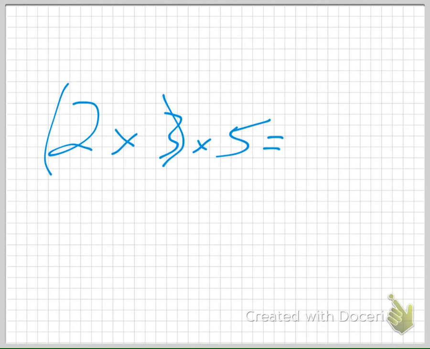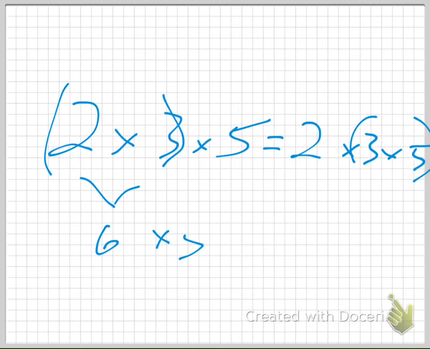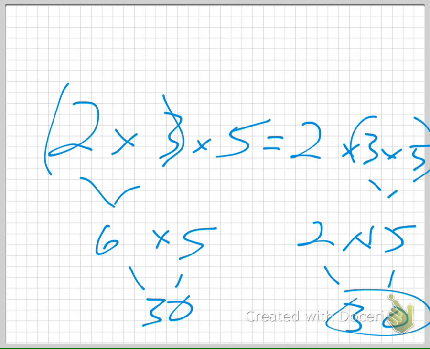If I have nothing but a string of multiplying, 2 times 3 times 5, that is the exact same thing as 2 times 3 times 5 if I multiply the 3 times the 5 first. It's still 30. 2 times 3 is 6 times 5, 30. 3 times 5 is 15. 2 times 15 is 30. They're still equal. Make sense?